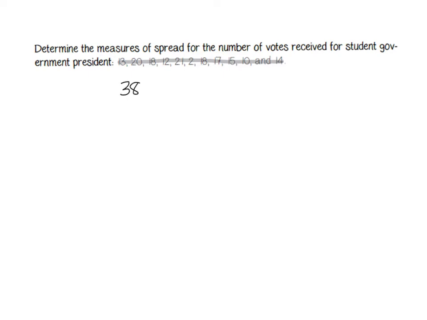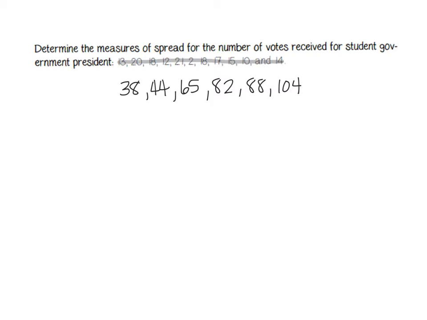So it's 38, 44, 65, 82, 88, and 104. So there are your numbers. So they're already in order from least to greatest.